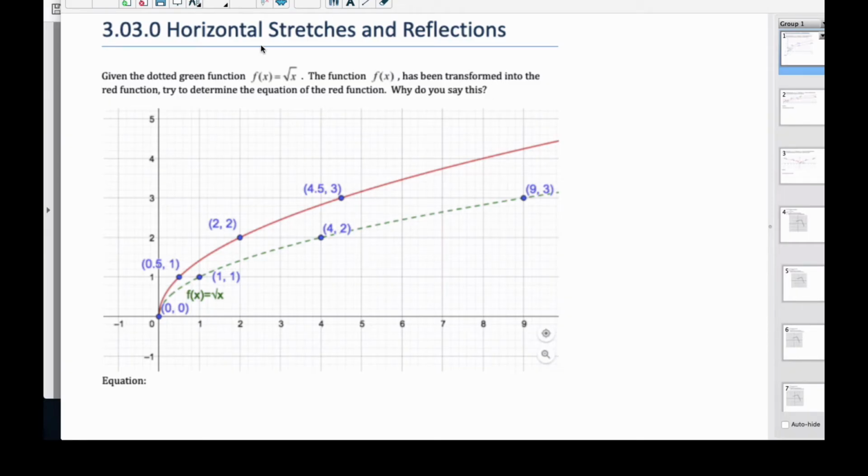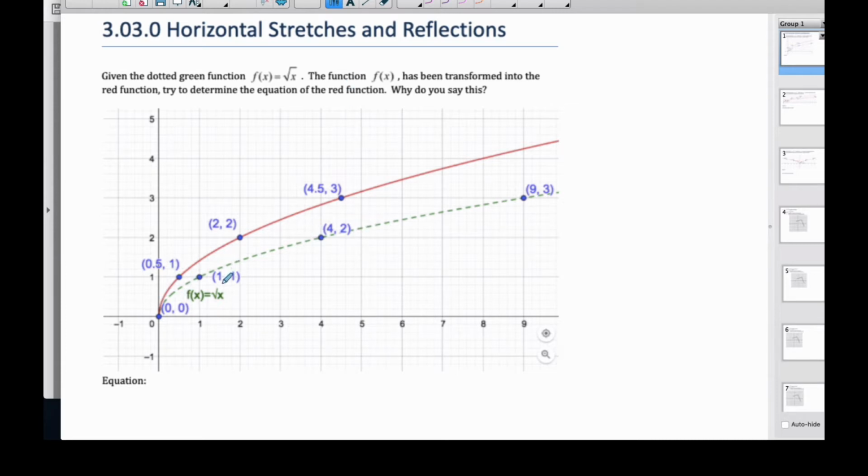Okay, so today we're going to talk about horizontal stretches and reflections. If I look down here, I'm given the green dotted function. This green dotted function is the square root of x. It's a sideways parabola, or half of it. And this green dotted function has been transformed into the red function.